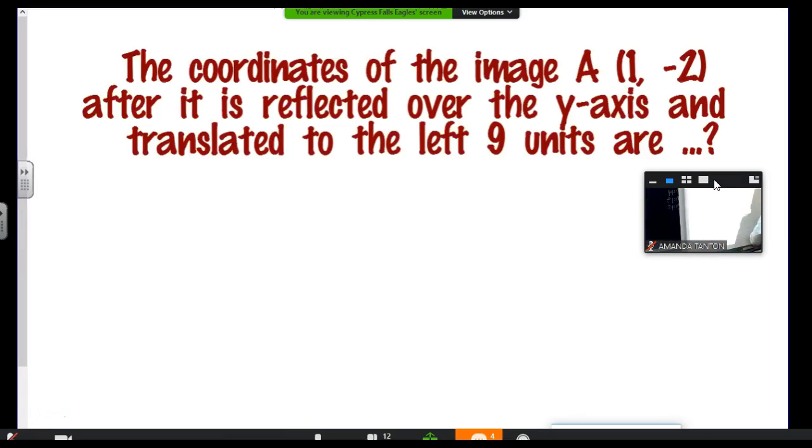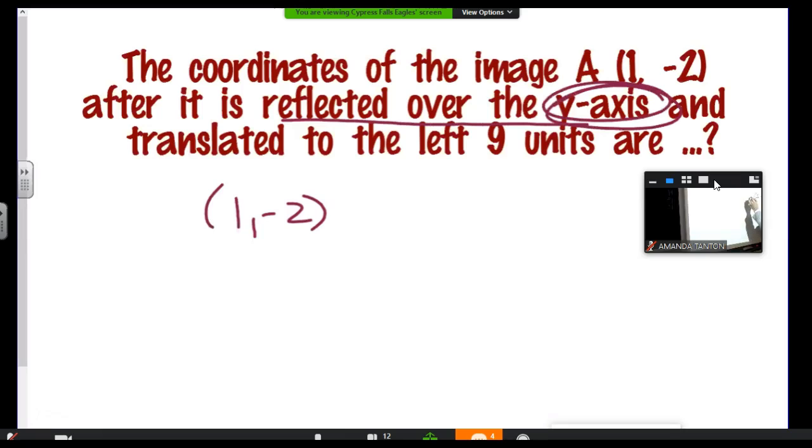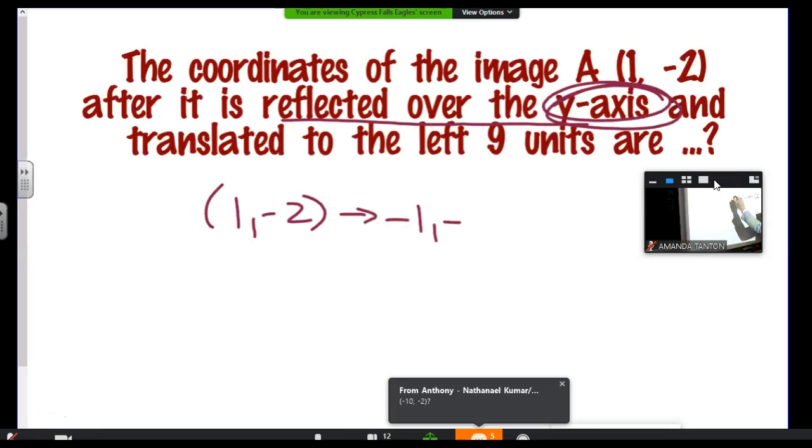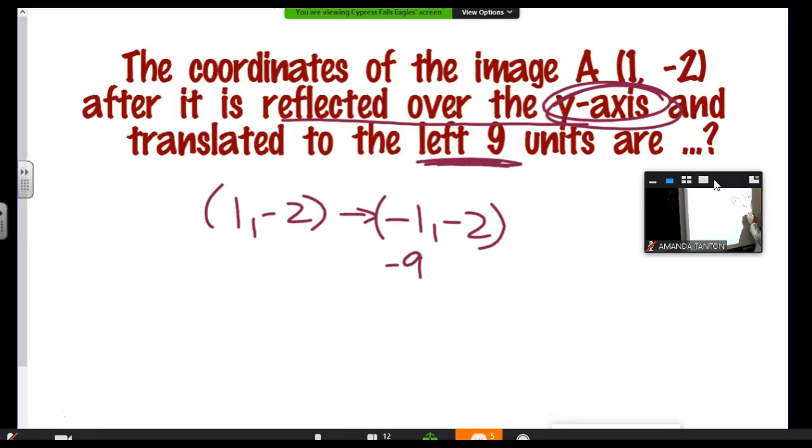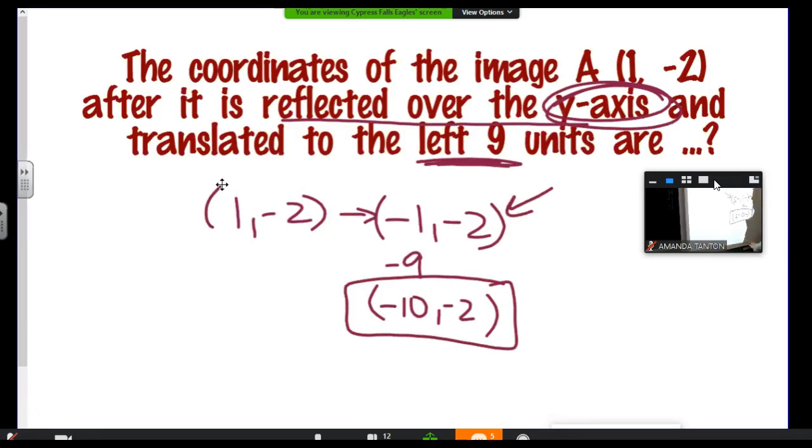So our original point was (1, -2). If I reflect it over the y-axis, I change the sign of the x. So now our coordinate is (-1, -2). And now I want to go to the left 9. That's -9 to the x, leaving us at (-10, -2). This middle step is not part of our answer. It was just a step to get to our answer. Our final answer would be (-10, -2), after doing both transformations.